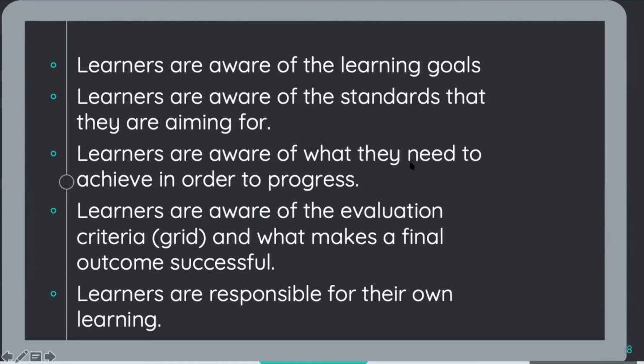Cool. Then the third characteristic or feature: learners are aware of what they need to achieve in order to progress. So again, students' awareness. They need to have an idea of why they're in a class. If they have no idea, there is no proper learning taking place. You're just having a bunch of kids who are taking a course, swallowing a bunch of papers, and then going home. You don't want to do that.